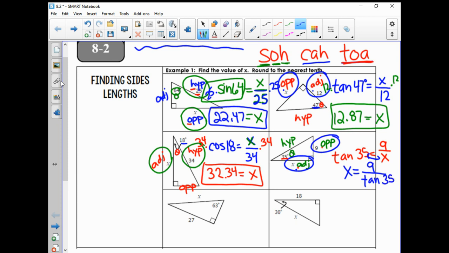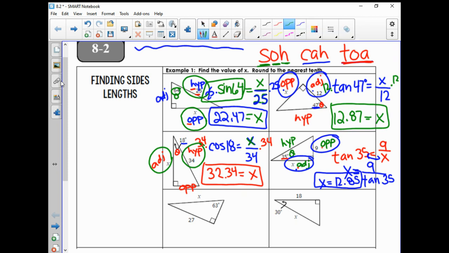Okay, then again, calculator is going to do the rest of the work for us. We're going to take our 9, divide it by the tangent of 35. 9 divided by the tangent of 35 is 12.85. 12.85 right there.